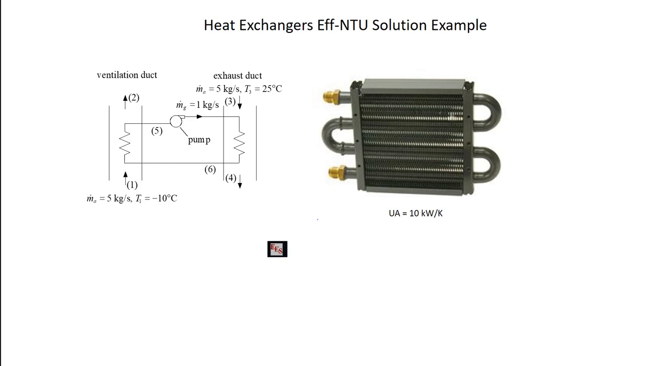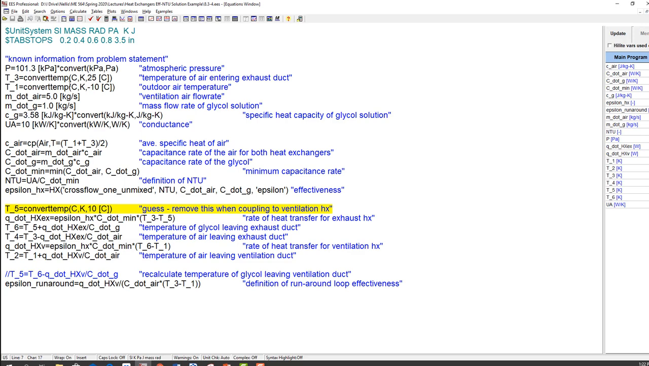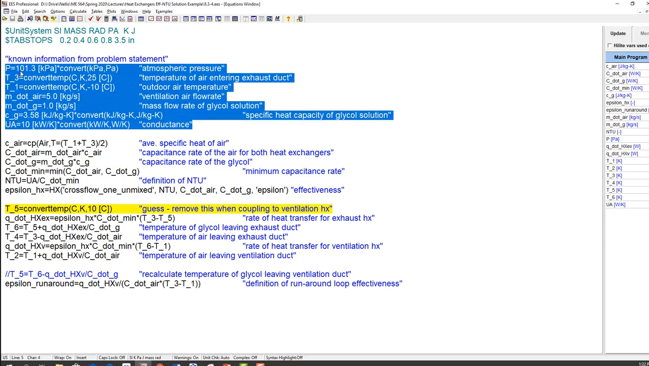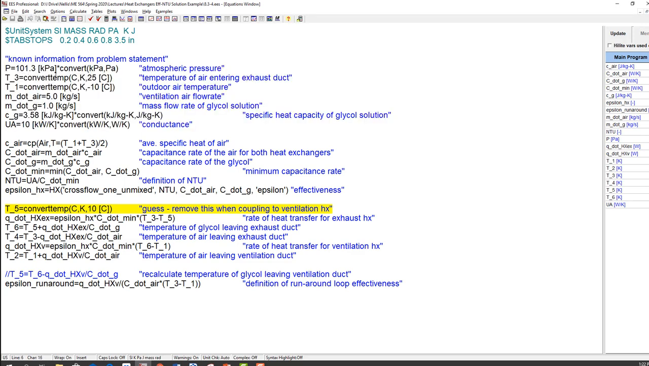If I can find my EES file here and open it. So here's the EES file. Up here, I'm just putting in my inputs. So atmospheric pressure, air. These are the two air temperatures. This is the air flow rate. This is the glycol flow rate. The specific heat of the glycol solution is 3.58 kilojoules per kilogram Kelvin, and then the conductance of both of those heat exchangers is 10 kilowatts per Kelvin. So these are my inputs.